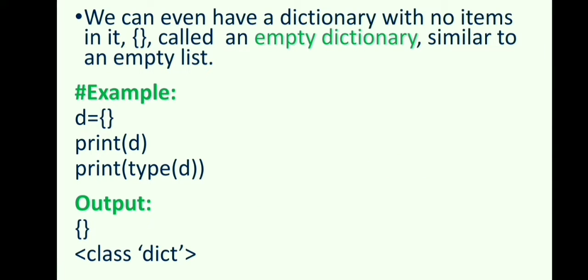We can even have a dictionary with no items in it called an empty dictionary, similar to an empty list. Example: in this example, an empty dictionary is assigned to the variable D. The following statement prints the empty dictionary. The last print statement will return the type of an object. Here it is dict. Dictionaries are represented by the dict class in Python.